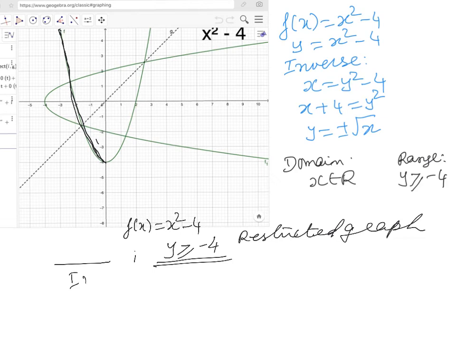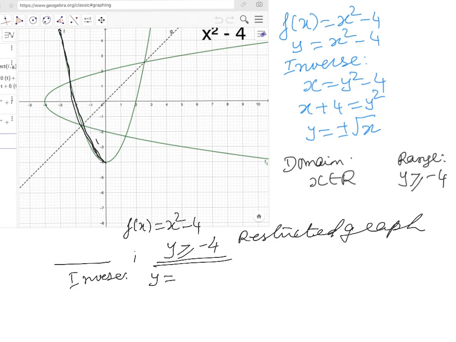The inverse will be, as you can see, y is equal to... I cannot write plus or minus root of x, because my inverse now will become the range. The domain now will become the range in the case of the inverse, and the range will become the domain in the case of the inverse.